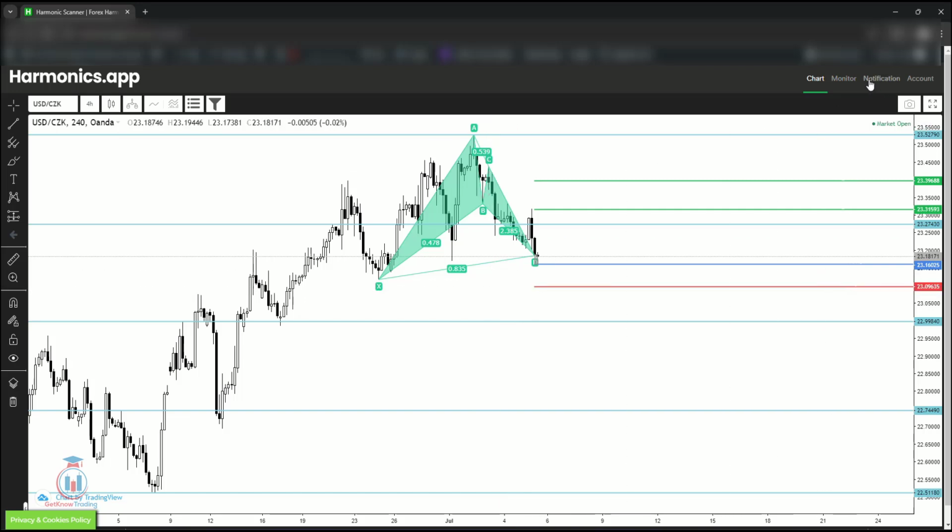This is all that is possible with the Harmonic Step Scanner. You can see how it automatically finds harmonic patterns and sends you a notification on Telegram.